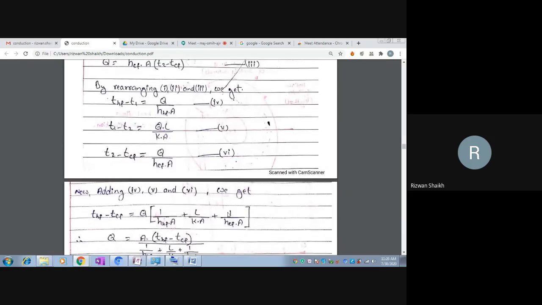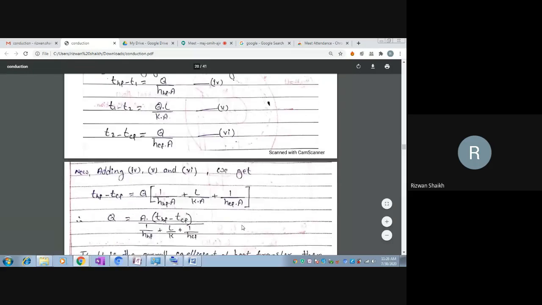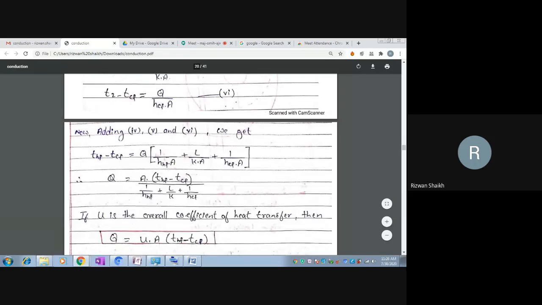If I add all these equations 4, 5, and 6, T1 will get cancelled and T2 will get cancelled. The remaining is THF minus TCF. And on the right side, Q is common, so I take Q as common. The remaining part is 1 upon HHF into A plus L by KA plus 1 upon HCF into A. If I rearrange in terms of Q, I have to take this part into the denominator. So Q is equal to THF minus TCF upon, as the area is common, it will multiply with temperature, 1 upon HHF plus L by K plus 1 upon HCF.